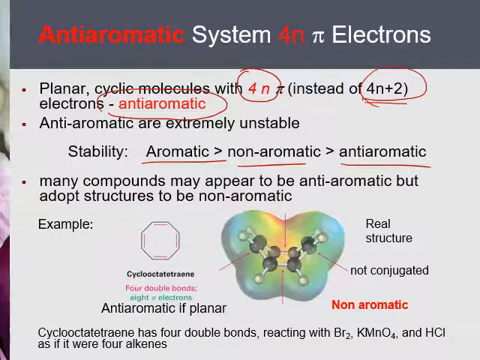Now, many compounds may appear to be anti-aromatic, but adopt structure to be non-aromatic. For example, cyclooctatetraene. Now, this compound has 4 double bonds, 1, 2, 3, 4. So it has 8 pi electrons, and that's 4n. Now, this is a cyclic molecule, and if it's planar, then it meets the requirement to be anti-aromatic, to be very unstable. Instead, the molecule avoids being unstable, so it adopts a non-planar structure. In this way, it's not anti-aromatic, all right? So it's just non-aromatic.